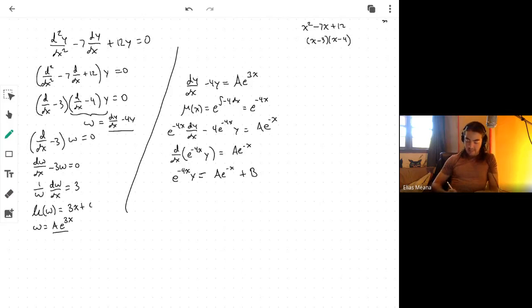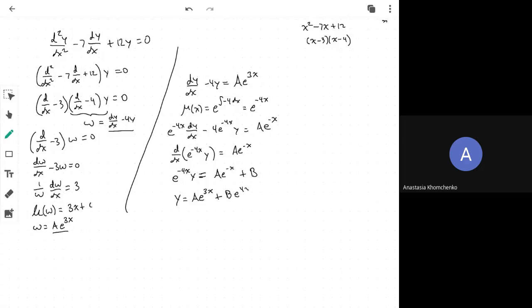And so finally, if we divide both sides by e to the minus 4x, or multiply both sides by e to the positive 4x, we end up with y equals a e to the 3x plus b e to the 4x, just as we wanted.